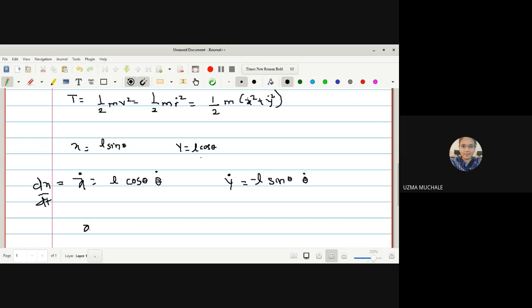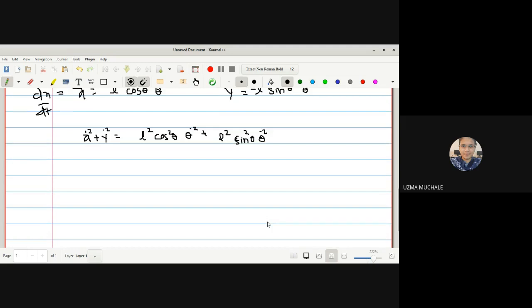Okay, now what is our aim to find out? X dot square plus y dot square, which is equal to L square cos square theta into theta dot square plus L square sine square theta into theta dot square. And then finally, if I take theta dot square and L square common, what remains in the bracket is sine square theta plus cos square theta. In this, we get x dot square plus y dot square is equal to L square theta dot square. Okay, so we got this equation.